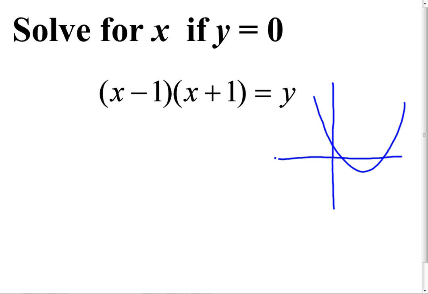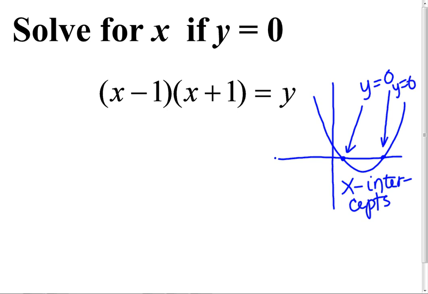Shh. You guys, remember what these points are called on a parabola? X-intercepts. And what's true about the y coordinate here? What's y equal to? Y equals 0.